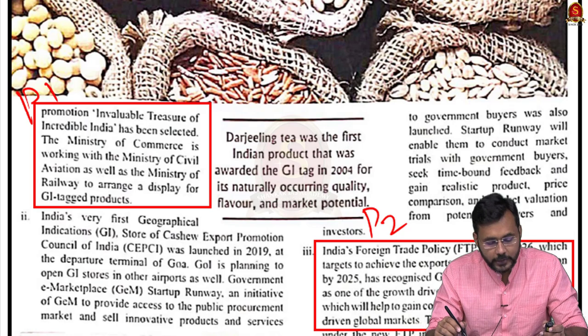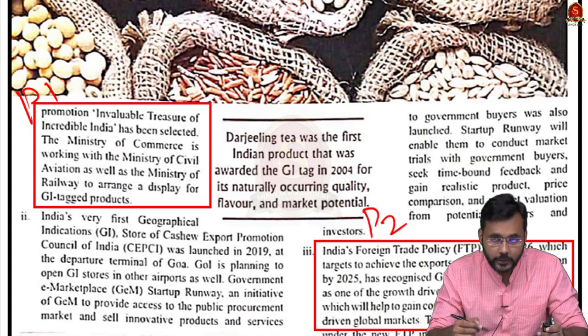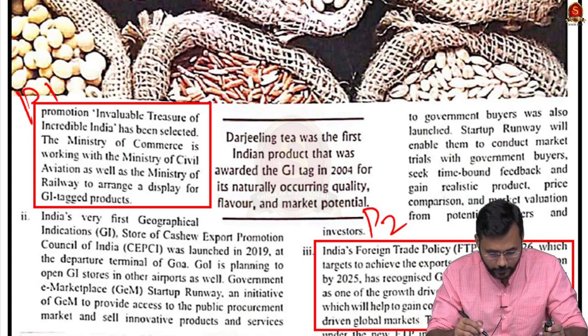And even other ministries are being roped in, correct? The Ministry of Railways and the Ministry of Civil Aviation to display the GI tag products. This helps in domestic consumption itself. So that is what the government is trying to do, as given in paragraph 1.